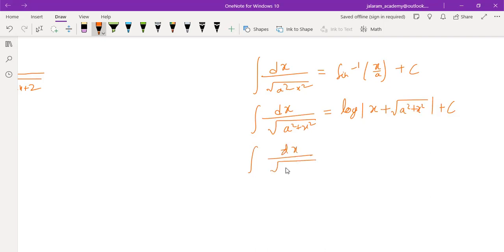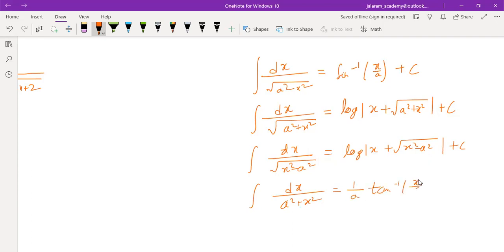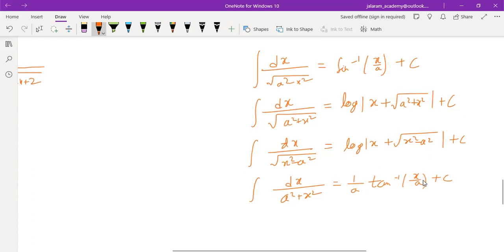And dx upon under root x square minus a square equals to, the similar formula is there. In place of plus, there will be minus only. Then dx upon a square plus x square, when there will be no square root, then only there will be formula 1 by a tan inverse x by a plus c. Is that clear to you? So learn these formulas first of all.